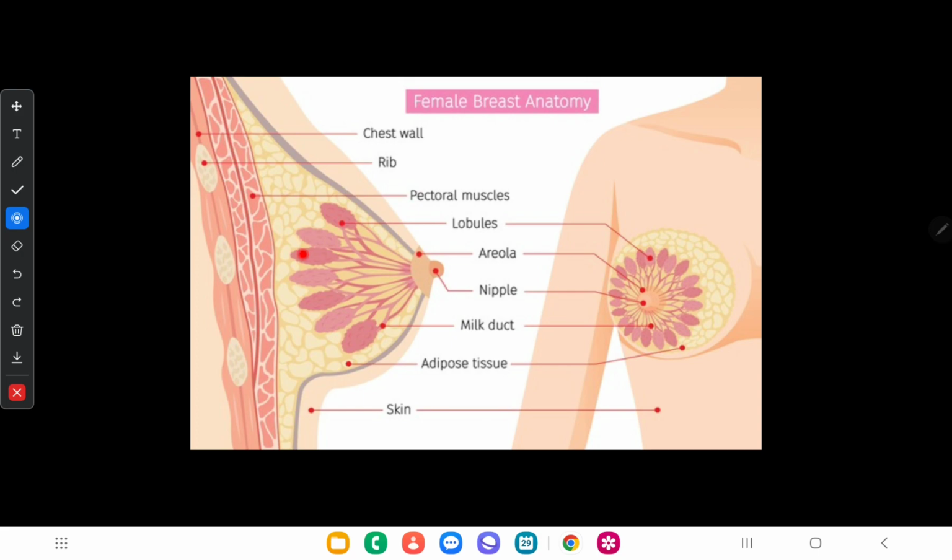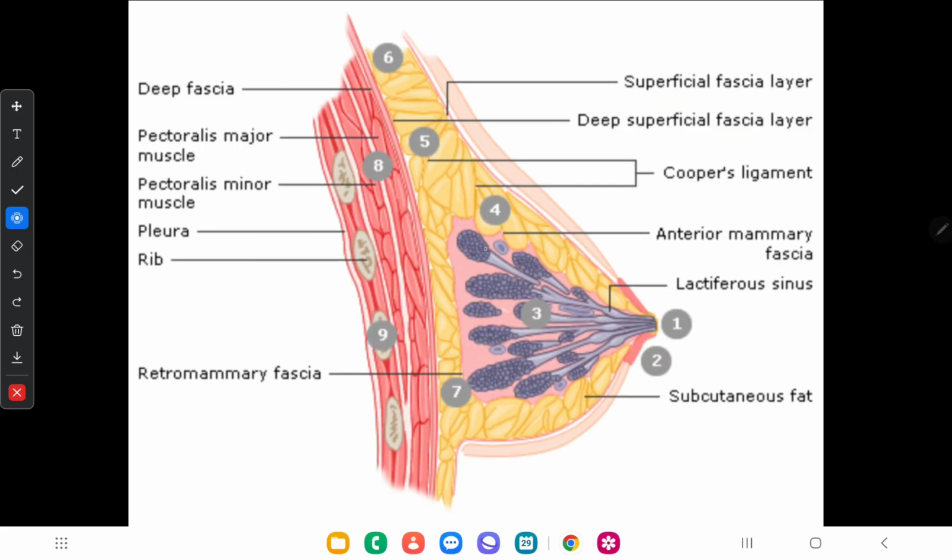Here you can see the lobules of the breast. Here the nipple, and it is surrounded by the areola. Here the milk duct is there. Here you can see the lobules drain into the lactiferous sinus. So each lobule drains into its lactiferous duct and thereby into the nipple.